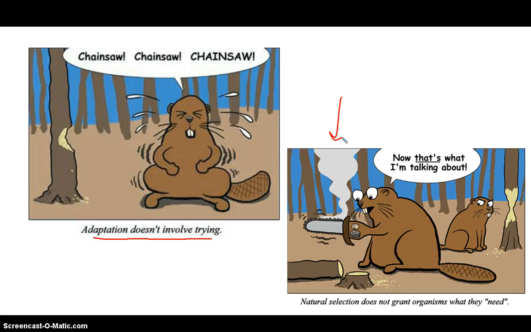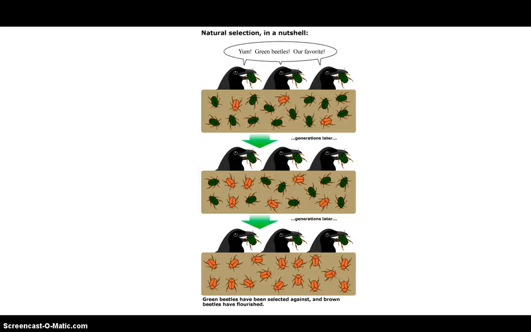So natural selection does not grant organisms what they need. It's random whether that mutation may be helpful or not. Most mutations are not going to be helpful and may cause the individual to die and be removed from the population. But certain ones are helpful and allow that individual to survive better and pass his genes on to the next generation. So in a nutshell, here's kind of natural selection.